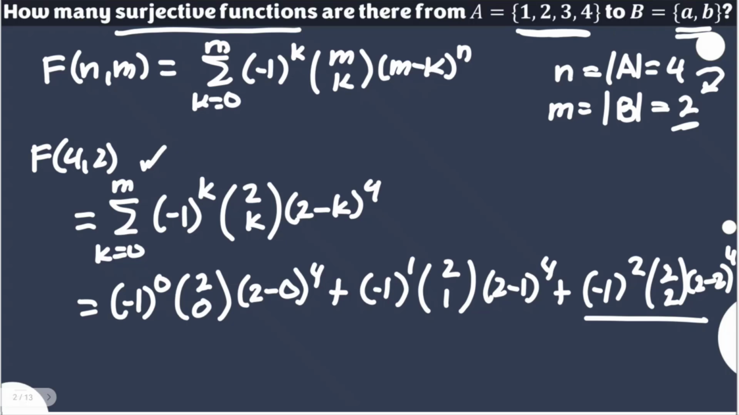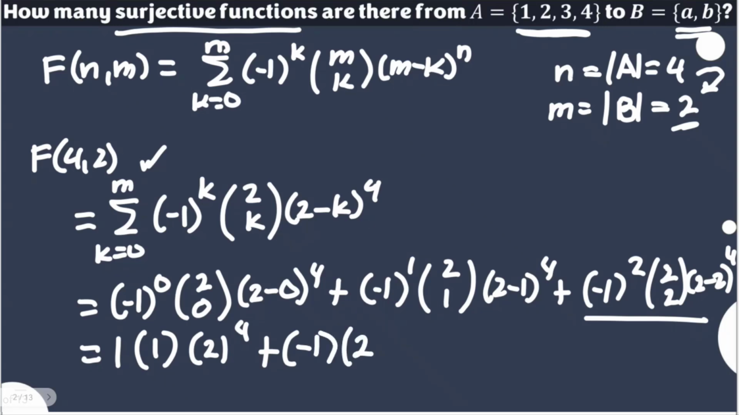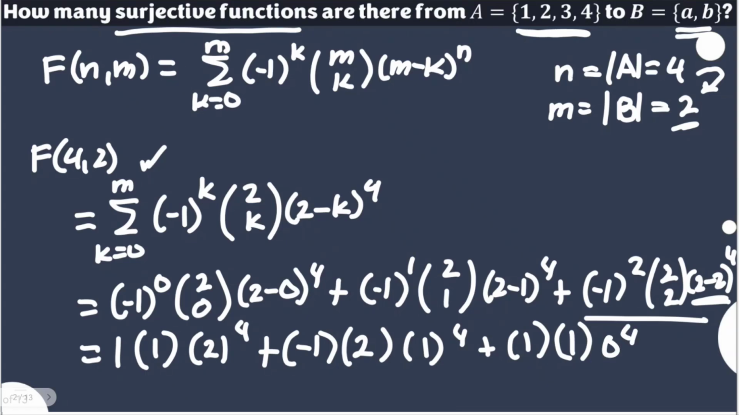We simply try to solve this. Simplify. So that's 1, -1 raised to the power of 0. 2 combination 0 is also 1. This is 2 to the power of 4. Plus, that's -1. Then 2 combination 1 is 2. You can check that in your calculators. 2 combination 1 is 2. And then we have 1 to the power of 4. Then plus, -1 squared is just 1. 2 combination 2 is also 1. Again, check that in your calculators if you're confused. And this is 0 to the power of 4, which makes this entire term equal to 0.